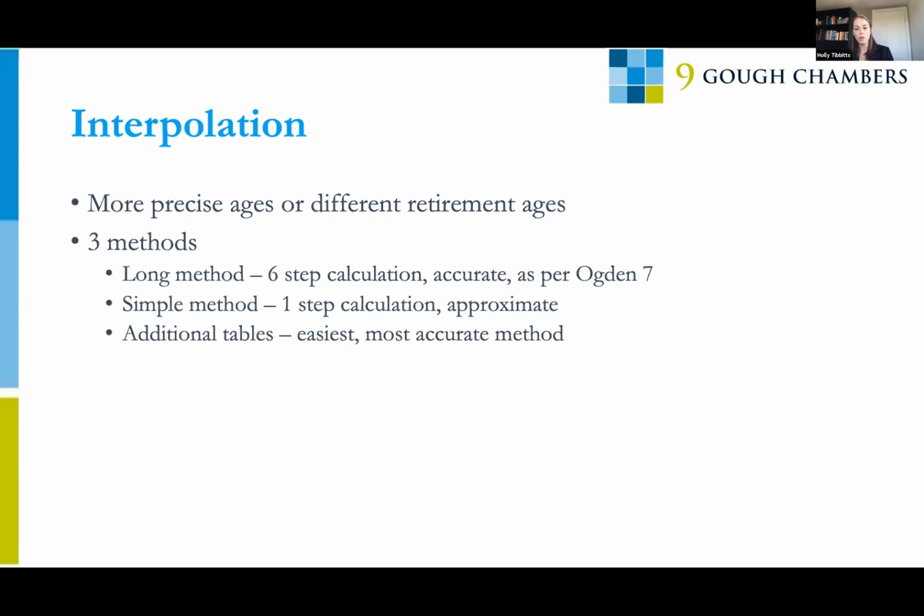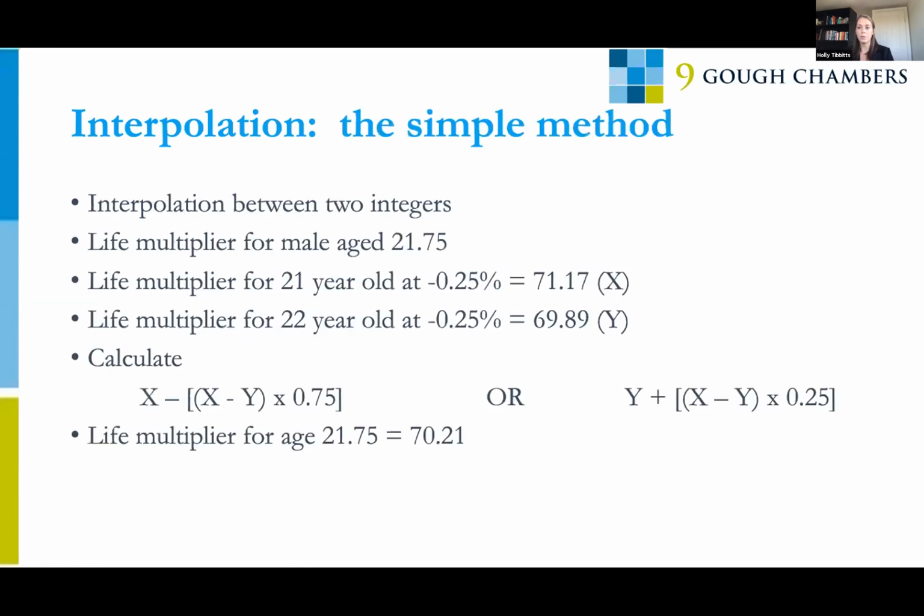But there are 2 new methods. First of all, the simple method, which is a 1-step calculation. It provides an approximate result, which is probably good enough for advisory purposes, but might not be something that you want to rely on in a big schedule. And then there's also the use of the additional tables, which provide a very easy and accurate method of interpolating multipliers. I'm not going to look at the long method because you're all familiar with it from Ogden 7, but let's take a quick look at the simple method and the additional tables.